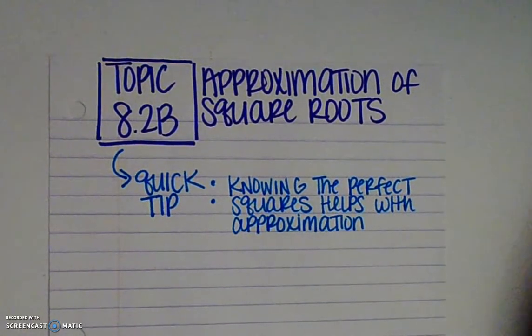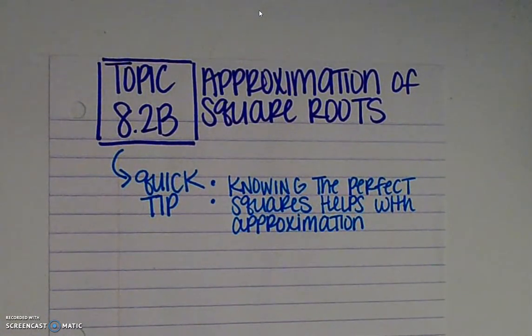We are on our new topic for today. Yesterday we talked about perfect squares and their square roots. And so today we're going to take it one step further and talk about square roots that are not perfect squares. Okay, so how would we evaluate their solution?